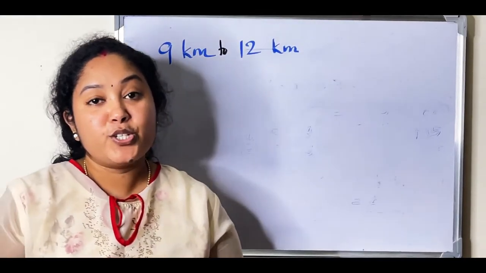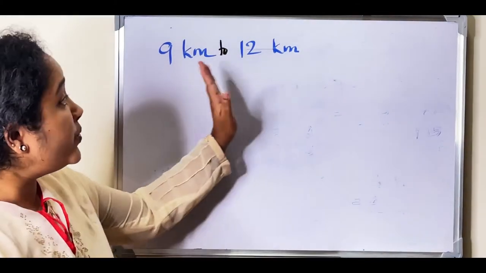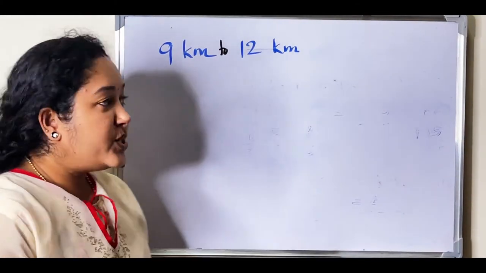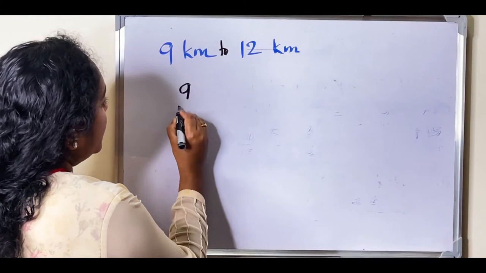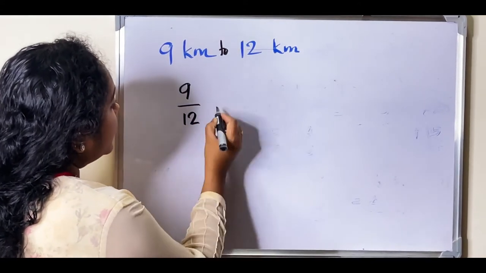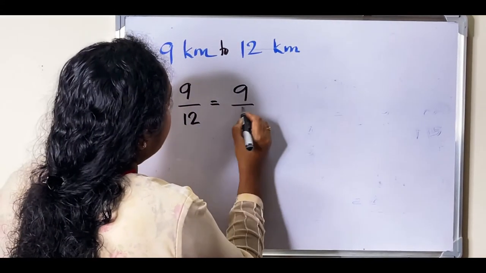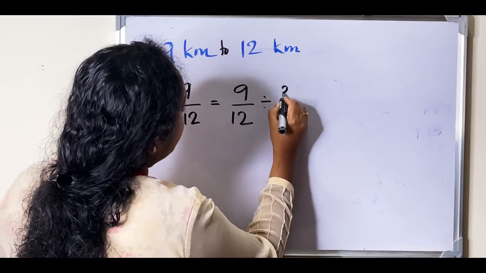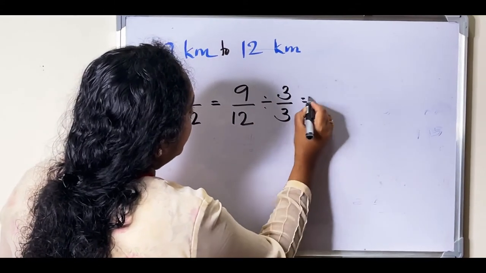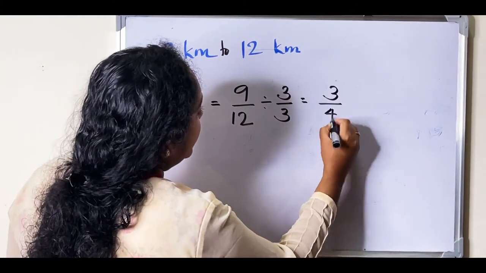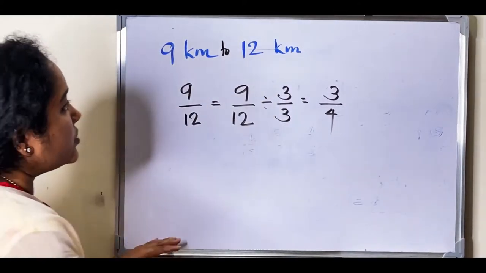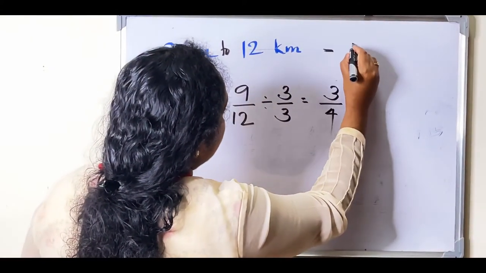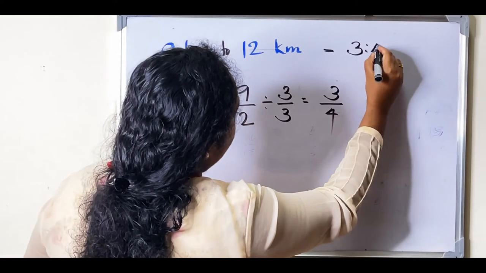9 kilometer to 12 kilometer. Here the units are also the same. So 9 by 12. We can divide both numerator and denominator by 3. We get 3 by 4. So 9 kilometer to 12 kilometer, the ratio is 3 to 4.